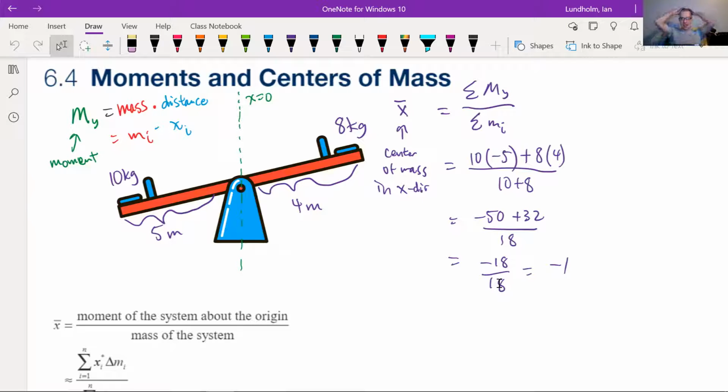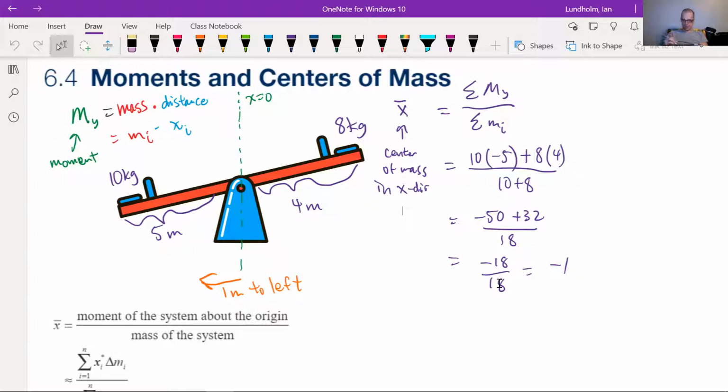So what does this mean? What this means is that if we shifted the fulcrum over 1 meter to the left, then both sides would be balanced.